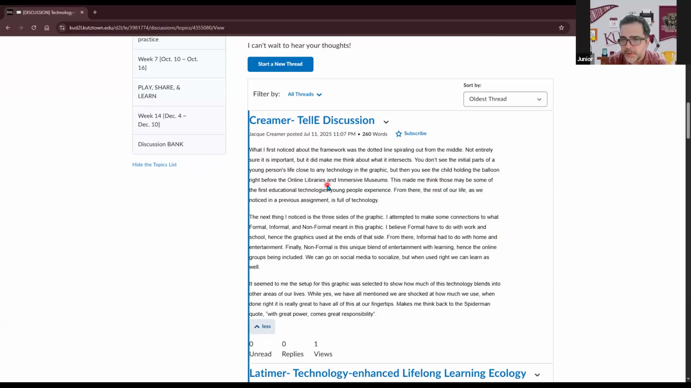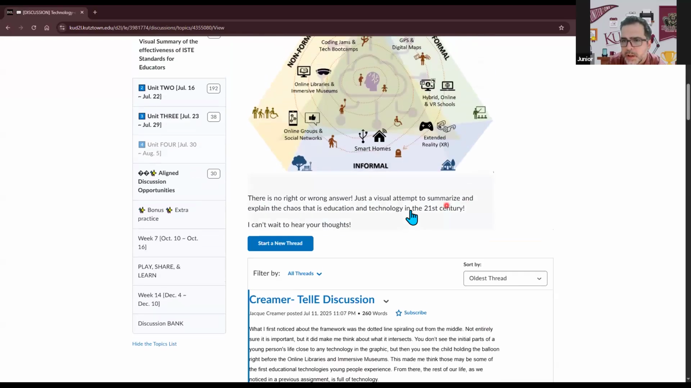You don't see the initial parts of Young's personal life close to any technology in the graph, but then you see a child holding the balloon right before the online libraries and immersive museums. This made me think those may be some of the first educational experiences young people experience. From there, the rest of our life, as we noticed in the previous assignment, is full of technology. Interesting.